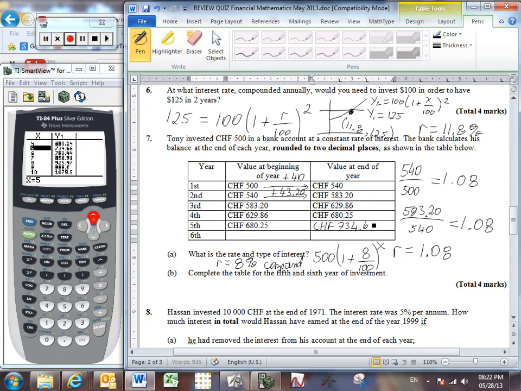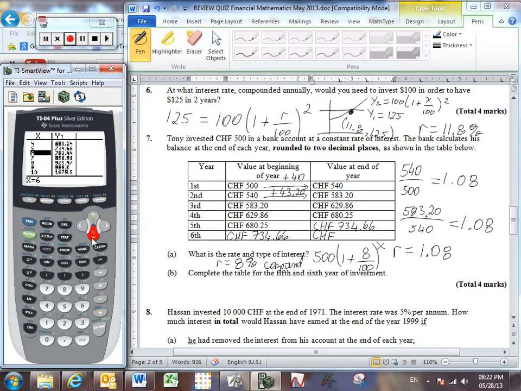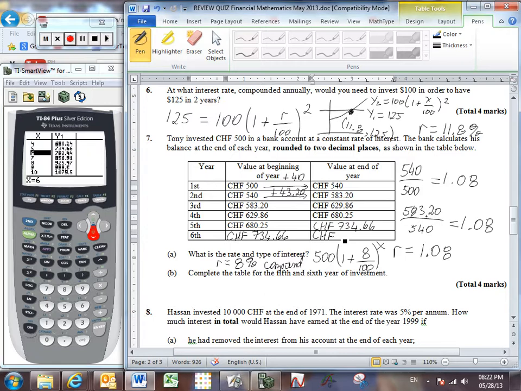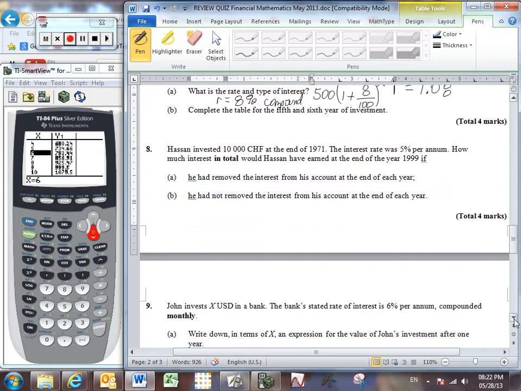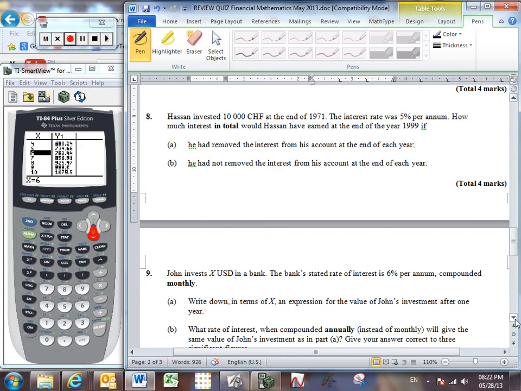734.66, and in year 6, that 734.66 grew, so by the end of the 6th year, we had 793.44. Alright, number 8. Hassan invested 10,000 Swiss francs at the end of 1971.